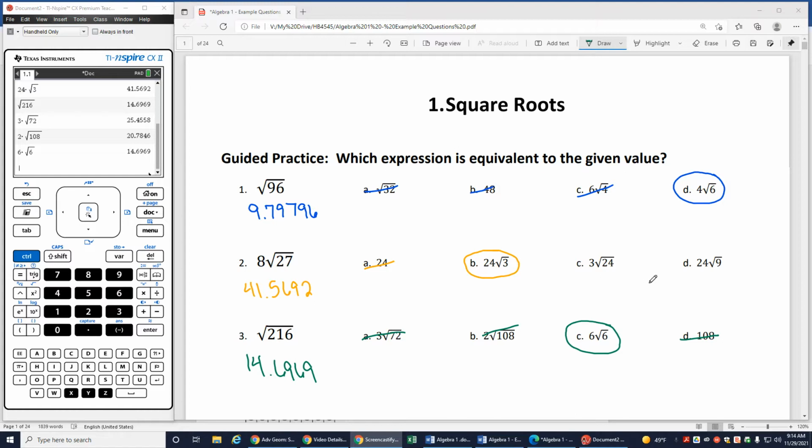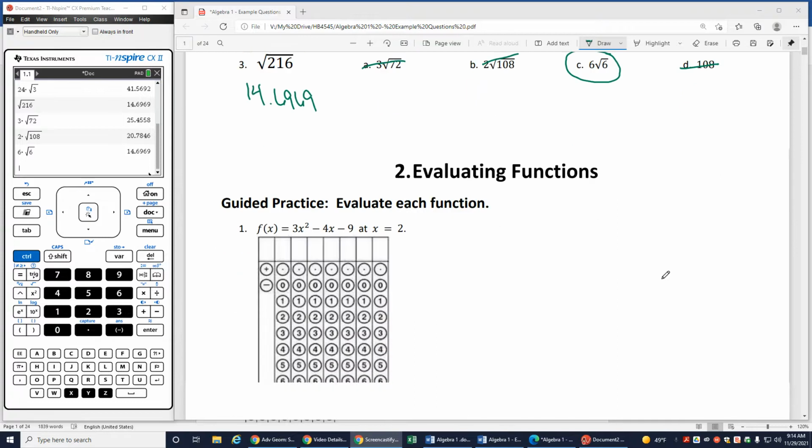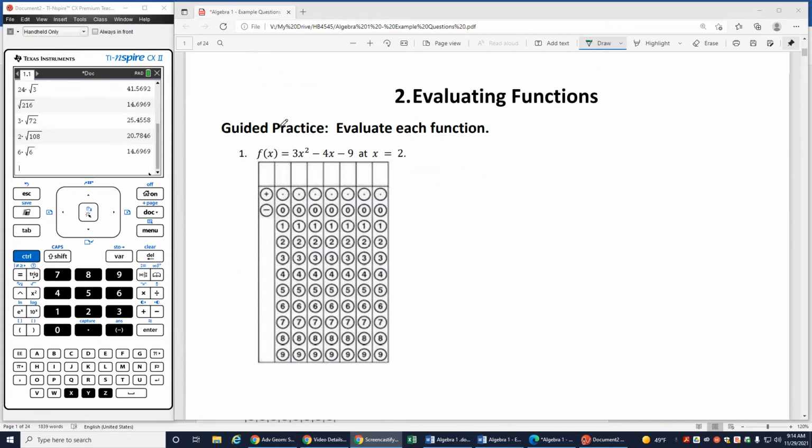Hi, welcome back. In the last video, we looked at some calculator tips for solving square root problems. Now we're going to look at evaluating functions. So guided practice, evaluate each function.